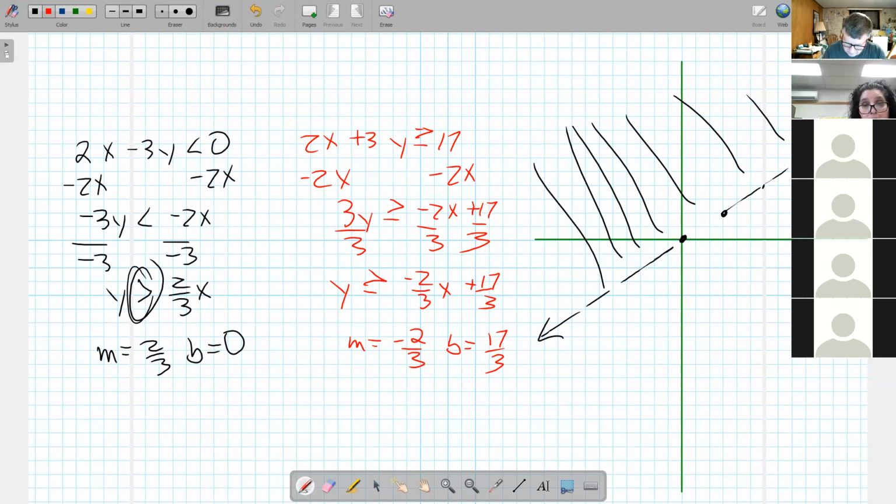Is that right? Okay. So 17/3 would be 5 2/3. So 1, 2, 3, 4, 5 2/3. Now, this is going to be a little tricky. I'm going to go down 2 and over 3. So that's 1, 2, and over 3. That's going to be a solid line.